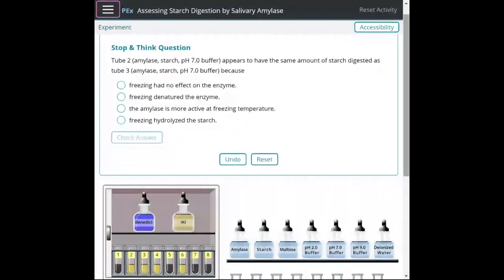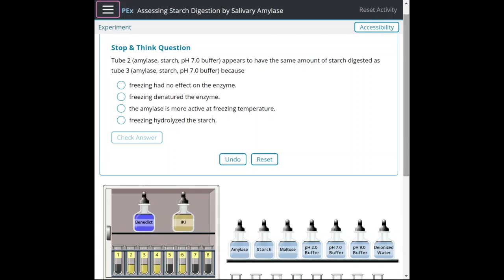All right, so here's another question for you guys. Tube 2, which was the amylase, the starch, seems to have the same reaction as tube 3. Tube 2 was the one that we froze. Tube 3 was sort of our control. So why do you think that the amount of starch digested in the frozen tube looks to be roughly the same amount of starch as the control that we didn't do anything to? So did freezing have an effect on the enzyme?